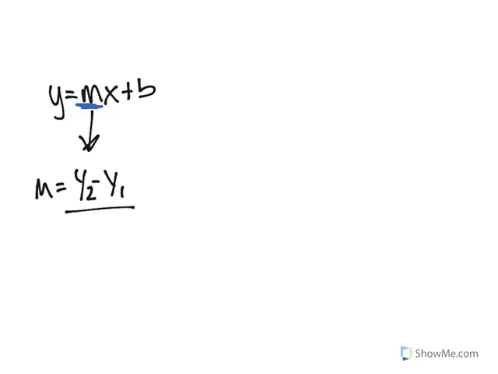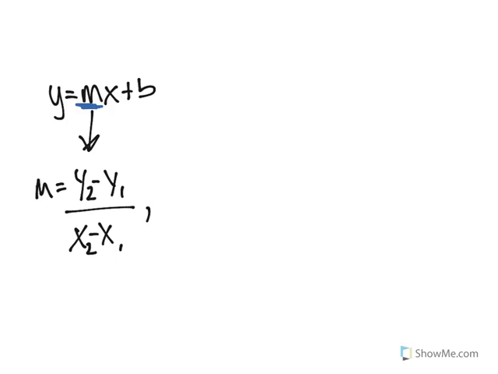So today we learned about slope. First of all, what is the formula of the slope of a non-vertical and non-horizontal line? Well, in the equation y equals mx plus b, m is slope. So how do we calculate the slope of a line? M equals the change in y, y2 minus y1, over the change in x, x2 minus x1.